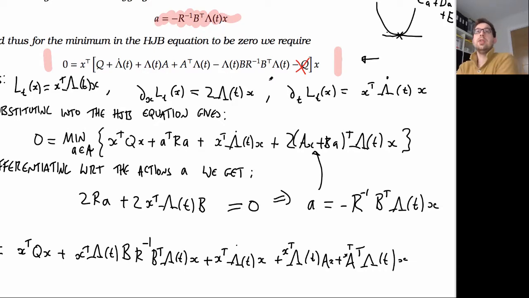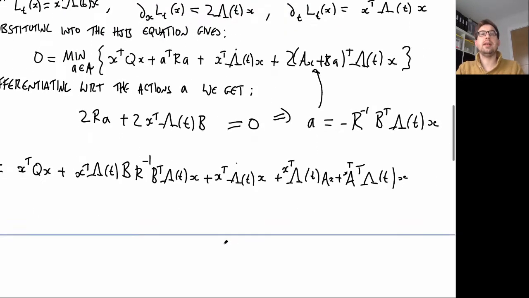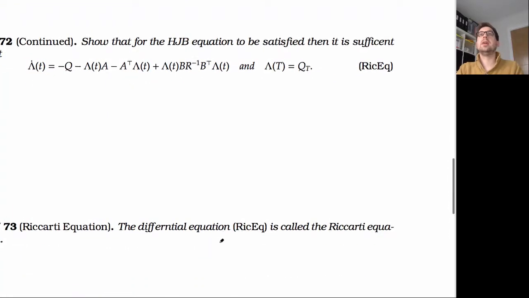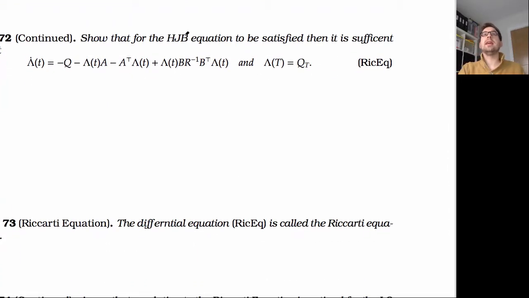All right, which you can notice is essentially a differential equation in lambda of t. Okay, so in other words, if we wanted this to have a minimum of 0, I'd need probably each component of this matrix to be equal to 0. Okay, so that leads us to the next part of this question. So show that for the HJB equation to be satisfied, it is sufficient to show that this is true.